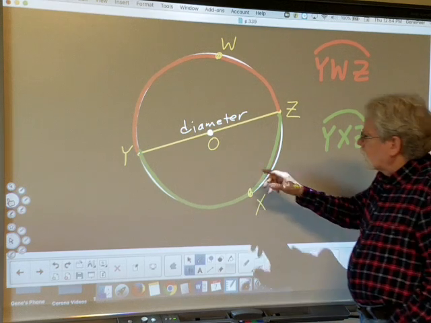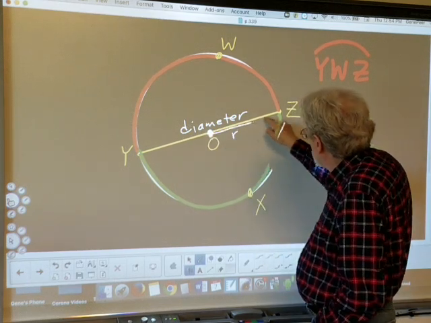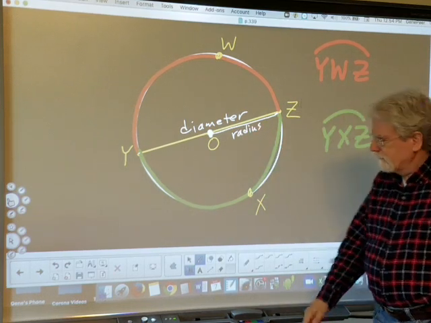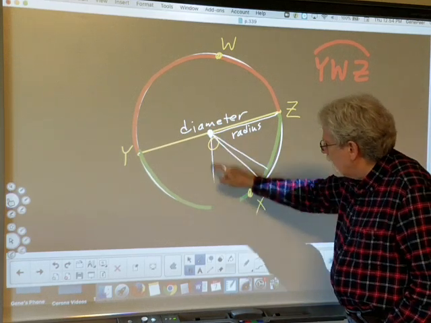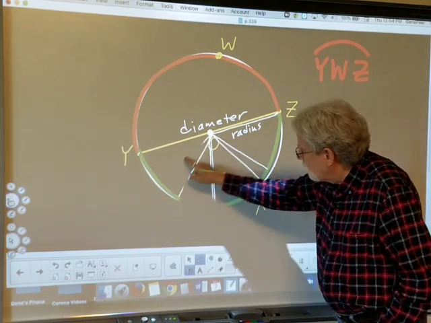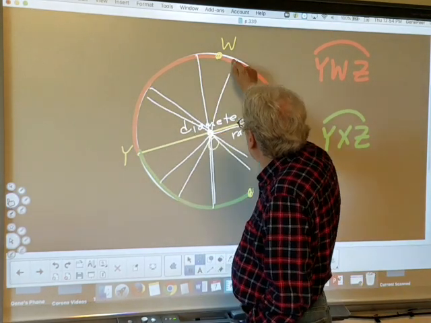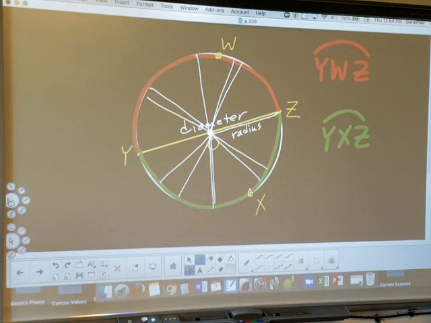Oh, and by the way, just a quick review. The segment from here to here is called a radius. A circle has an infinite number of radii, and what's true of every single one of them? Every single one of these radii, they are all congruent. All radii of a circle are congruent.